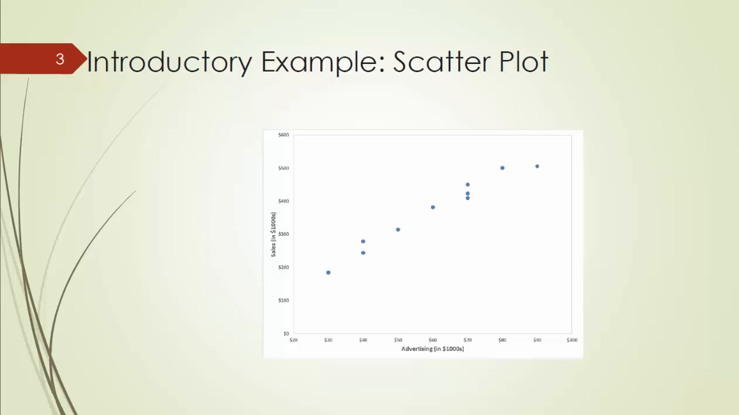It is worth noting that the linear relationship between the sales and advertising we observed in the scatter plot is not perfect. As we mentioned on the previous slide, given the same level of advertising, say $70,000, there are possibly different levels of sales. Next, we're going to introduce functional relation and statistical relation.